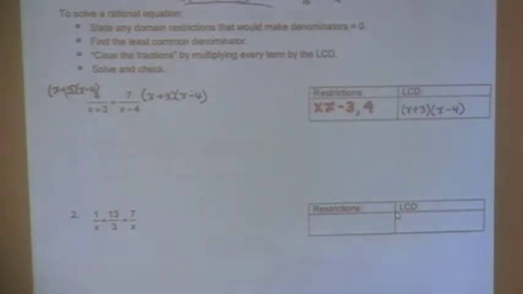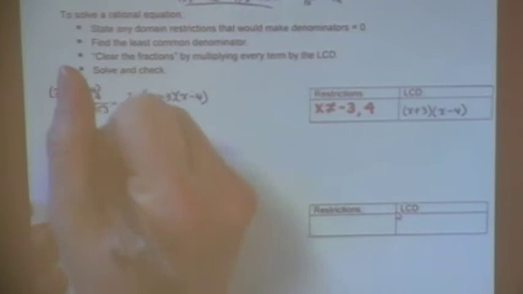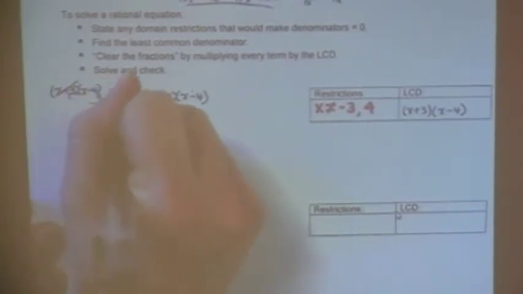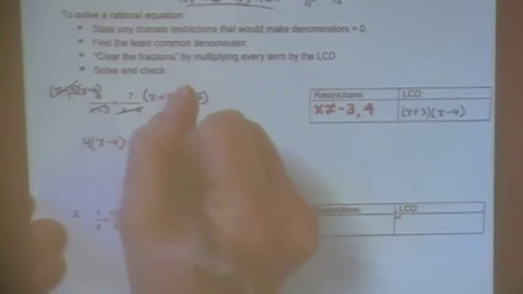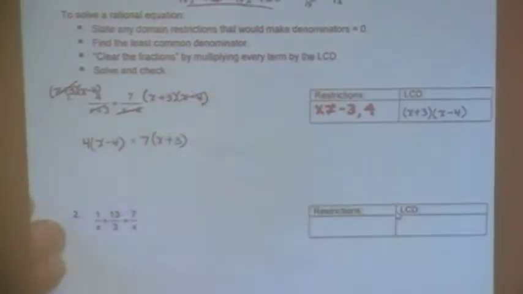Now if you look at the left side, what happens on the left-hand side? It cancels out the x plus 3. The x plus 3 cancels, and it leaves just 4 times x minus 4. On the right-hand side, the x minus 4's cancel and leave 7 times x plus 3. Which is exactly what you get if you cross multiply. Because that's what cross multiplying is. It's multiplying by the LCD.